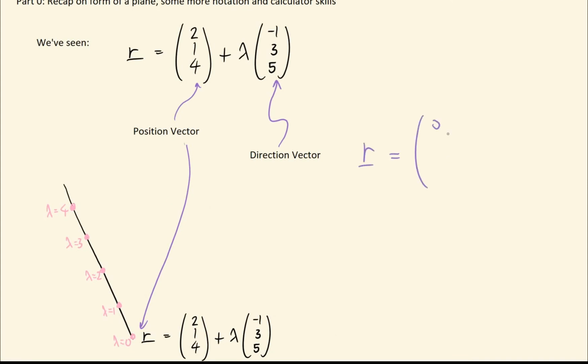So often you see R written as x, y, z. It represents a combined x coordinate, y coordinate, and z coordinate.